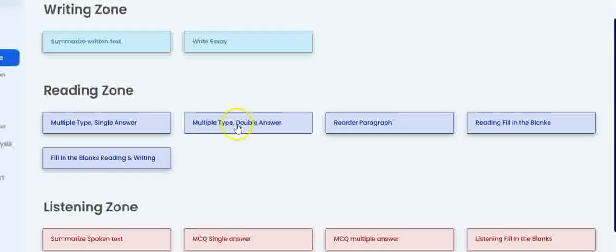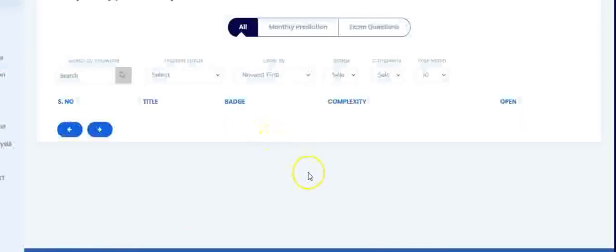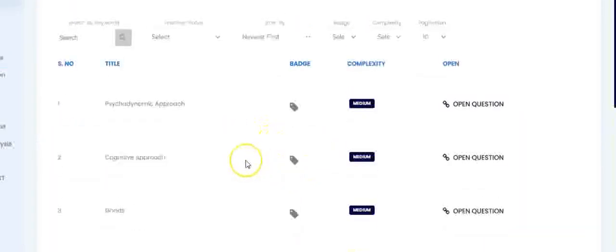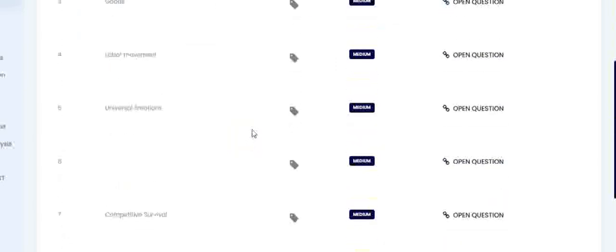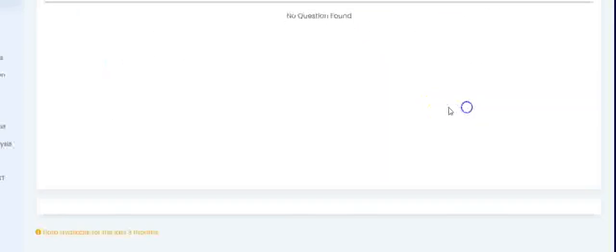Then here it is multiple type, double answer. So you will be having 2 or 3 right options, right? But I would suggest that you select one right answer and move forward. So here, let me show you one of the examples. Let's take any one. This one, you take it.